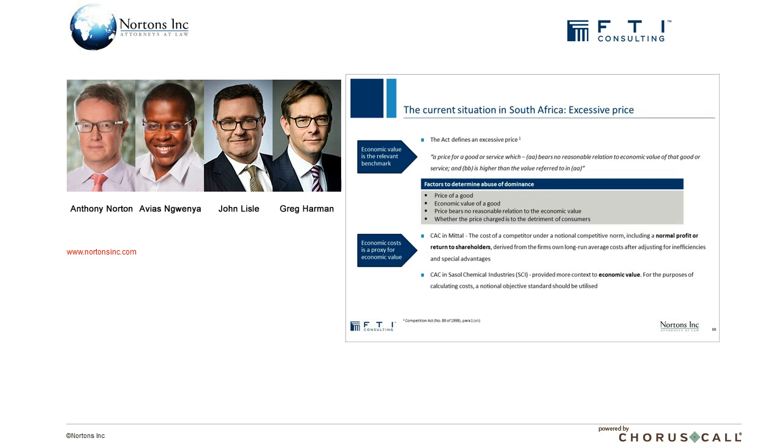So as Anthony's already said, the Act defines an excessive price as a price for a good or a service which bears no reasonable relationship to economic value. And obviously, economic value has to be higher than the price for there to be an issue. So in determining an excessive price, we need to have regard to the price of the good, the economic value of the good. Having determined those two things, we have to compare them and understand whether there's a reasonable or unreasonable relationship. And then we also have to determine whether there is any detriment to consumers.